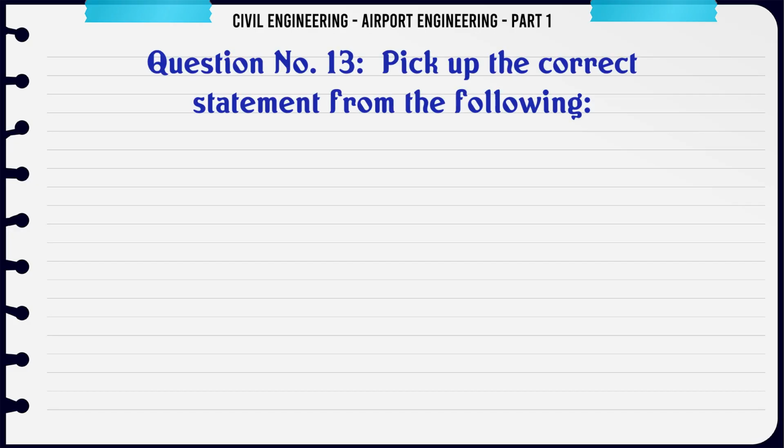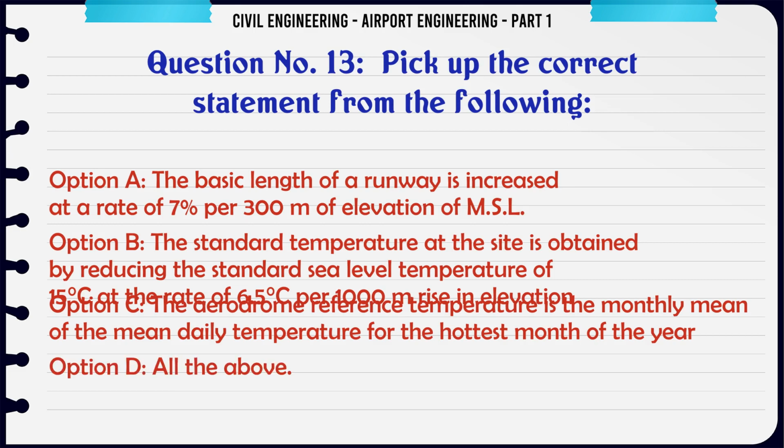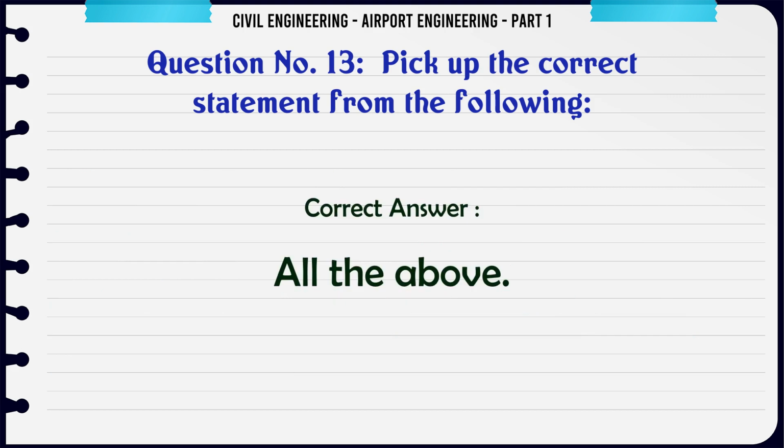Pick up the correct statement from the following. A. The basic length of a runway is increased at a rate of 7% per 300 m of elevation above M.S.L. B. The standard temperature at the site is obtained by reducing the standard sea level temperature of 15 degrees Celsius at the rate of 6.5 degrees Celsius per 1000 m rise in elevation. C. The aerodrome reference temperature is the monthly mean of the mean daily temperature for the hottest month of the year. D. All the above. The correct answer is all the above.